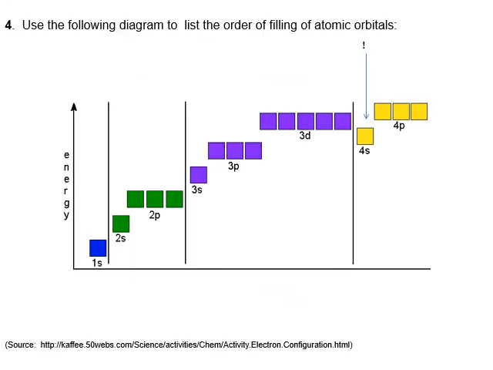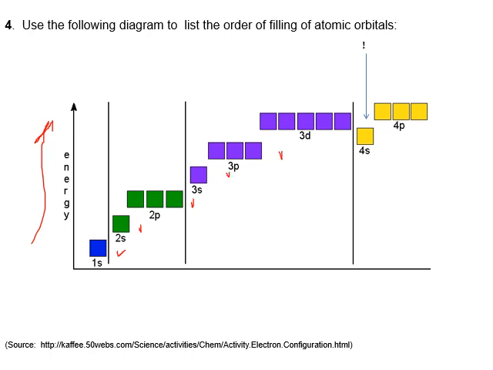All right, use this diagram to do the filling of atomic orbitals. So what we're going to do is start on the energy scale on the left and go up. And we'll just name these as we go. So we want to start at the bottom and go to the top. So it's going to be 1s, 2s, 2p, no surprises here. And then we'll keep going, 3s, 3p.